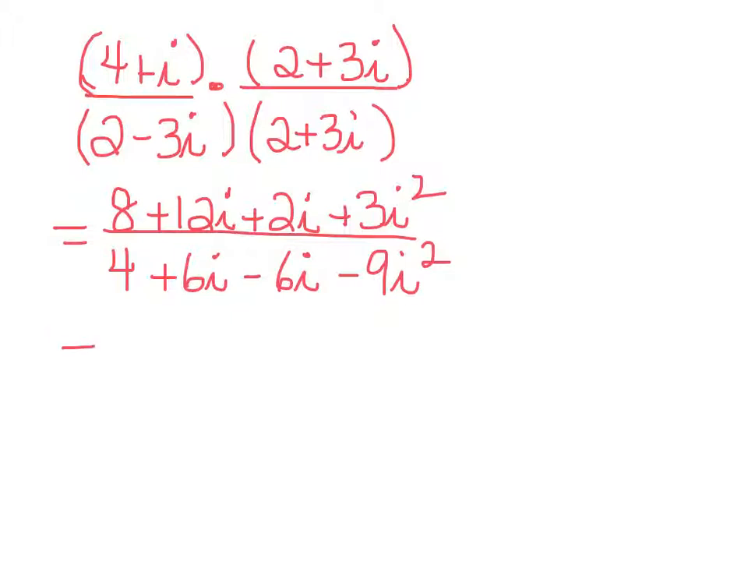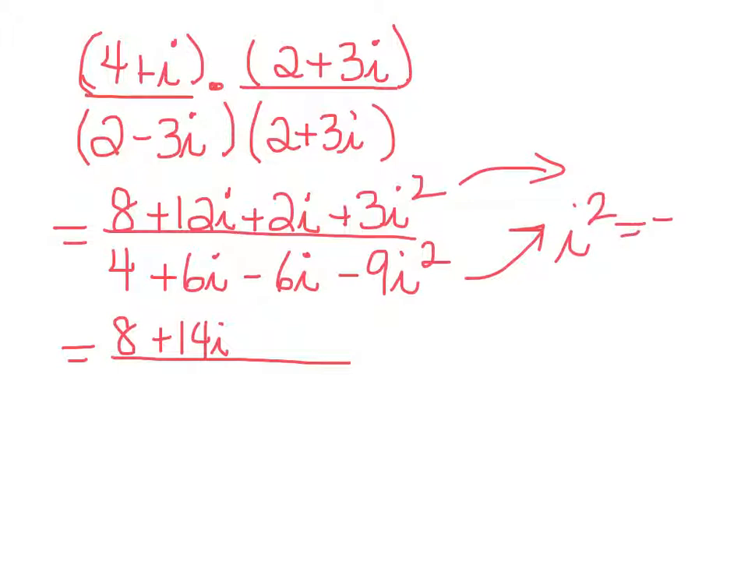So let's just keep going, and we're going to combine like terms and see what we end up with. So we have 8 in the numerator, we have a positive 12i and a positive 2i, so that makes 14i. And remember again, over here and over here, that i squared is equal to negative 1. So that positive 3 is going to get multiplied by negative 1 in the numerator. So that's going to make that negative 3. In the denominator, we're going to have 4.